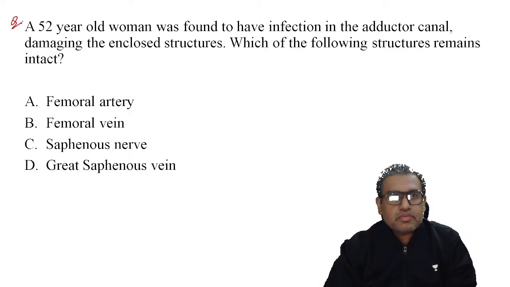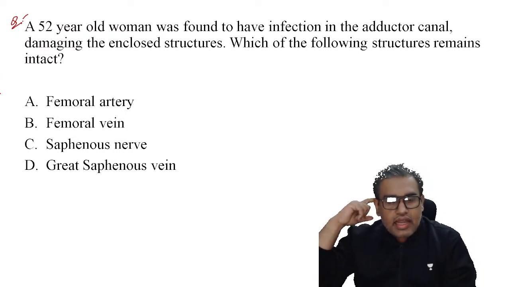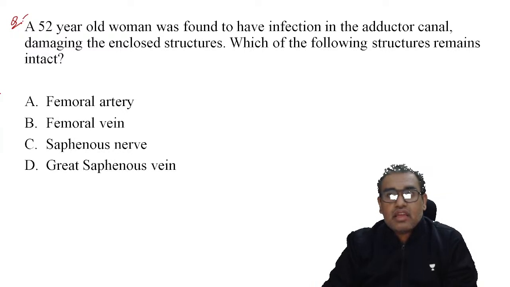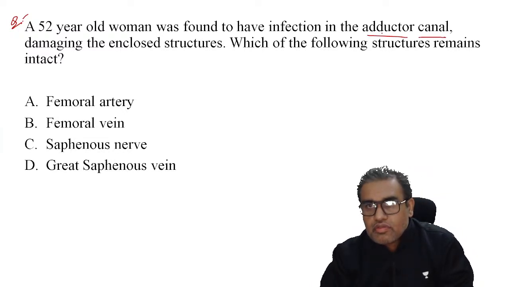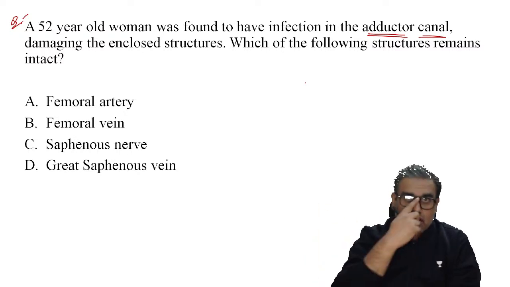Okay, all the best for this. A 52-year-old lady was found to have infection in the adductor canal. Infection in the adductor canal. Fine. Where? Adductor canal. Its other names are subsartorial or Hunterian canal. Just for your information.